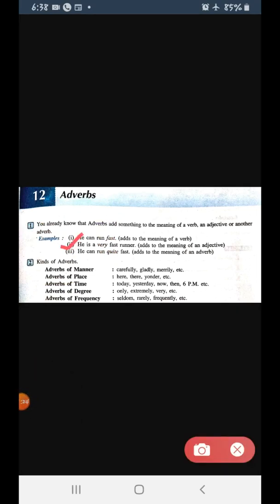He is a very fast runner. So here it adds something to the meaning of an adjective. If you say he is a very fast runner, how is he running? Very fast. So here it adds something to the meaning of an adjective. Similarly in number 3, he can run quite fast. Here it adds something to the meaning of an adverb, quite. Fine? So this is an adverb, or we can say the words which add something to the meaning of a verb, adjective and adverb. Got it?